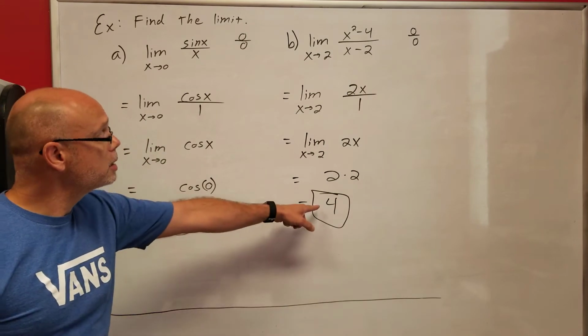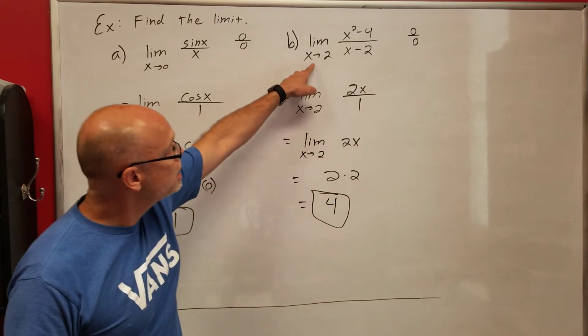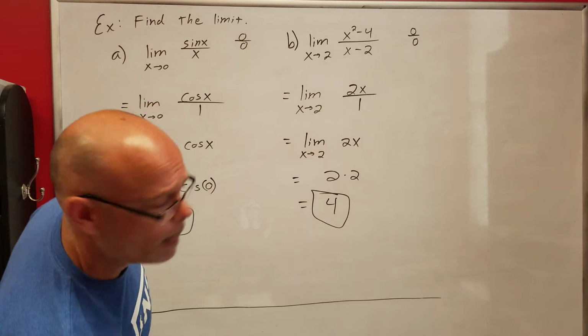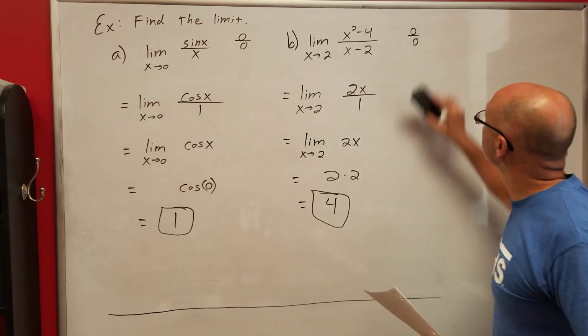That limit did exist. Therefore, the limit of this thing is also 4. C.